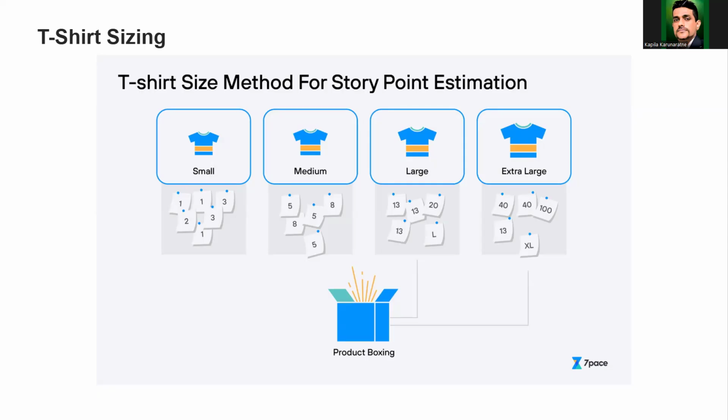T-shirt sizing is another technique we use. We will categorize whether the size is small, medium, large, or extra large. That way also we estimate our requirement, right? So based on your values, either do the planning poker and see what the majority is, or we'll bucket it and figure out whether it's small, medium, large, or extra large. So that's another technique that people use.